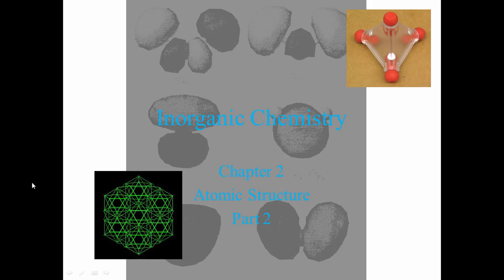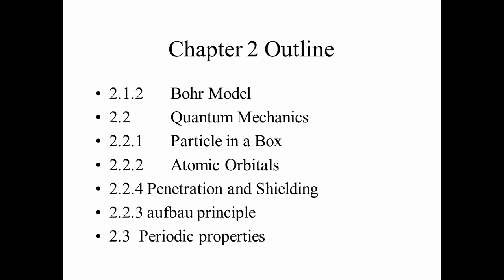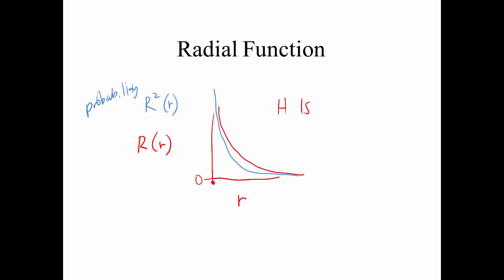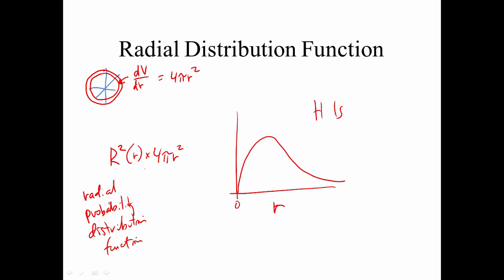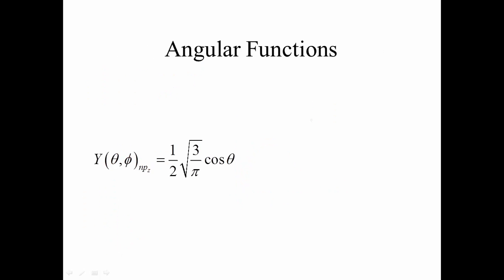Last time we talked about the atomic orbitals and how we can use quantum mechanics to describe the distribution of the electron around the nucleus. And we ended with the radial portion, looking at the radial distribution function for a hydrogen 1s type orbital.